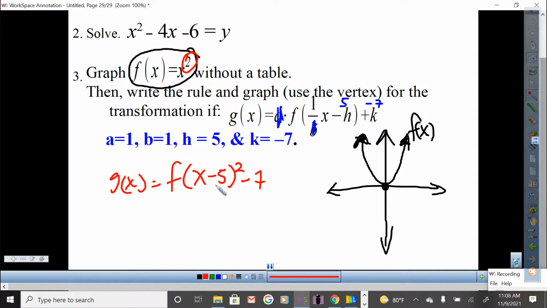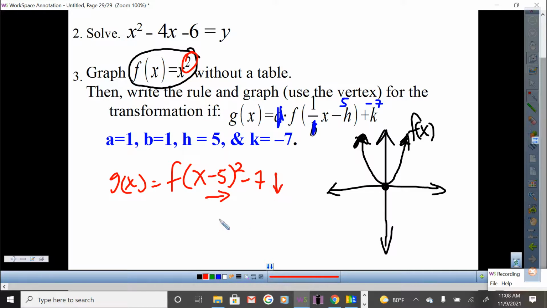According to this rule, tell your neighbor what's going to happen to this parabola. What's going to happen to that parabola? Alright, Rachel, what's going to happen? 5 to the right and down.